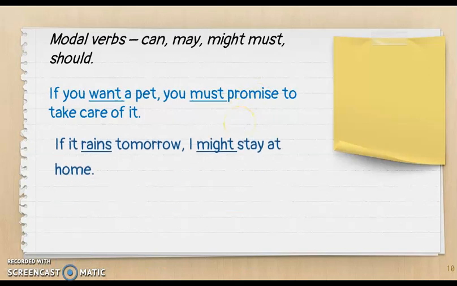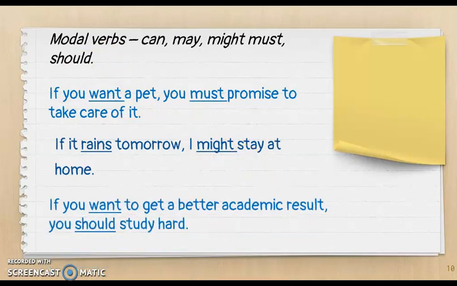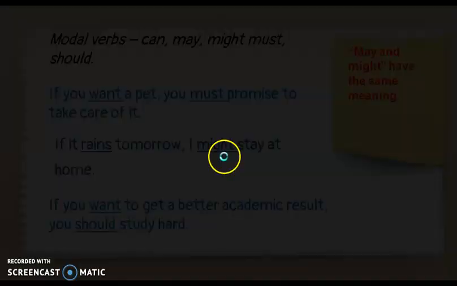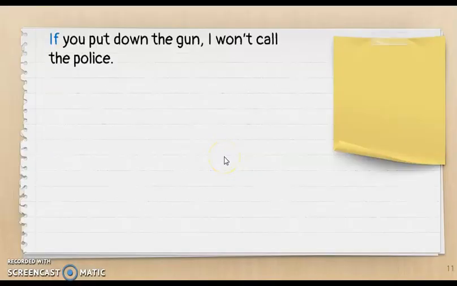If it rains tomorrow, I might stay at home. If you want to get a better academic result, you should study hard. All this type of sentence is called first conditional. It is likely to happen. May and might have the same meaning, so you can also use them interchangeably. If you put down the gun, I won't call the police.